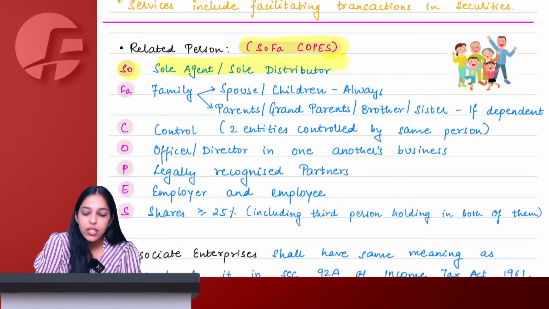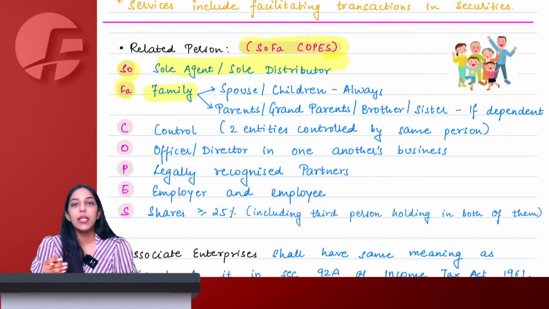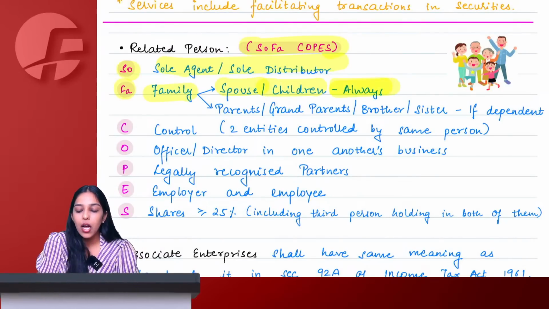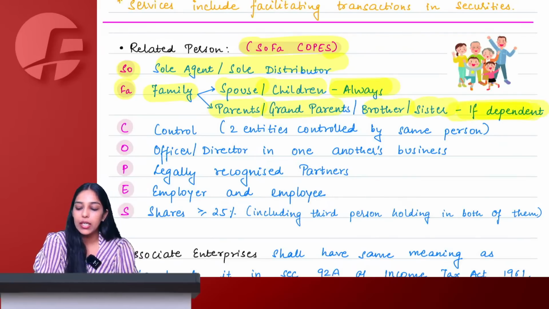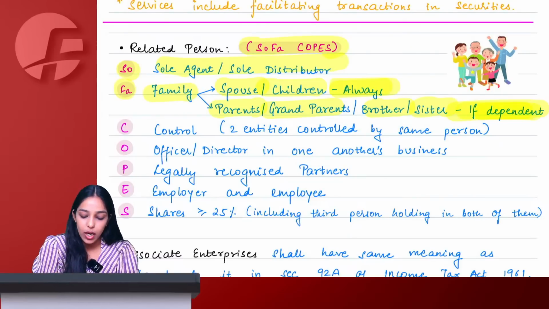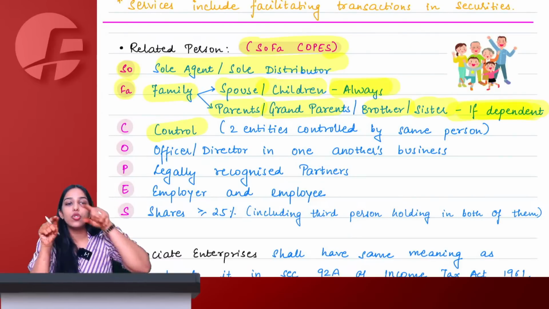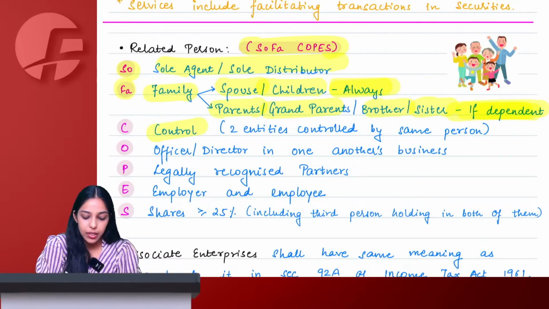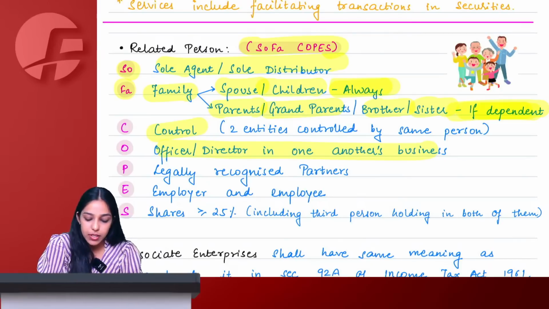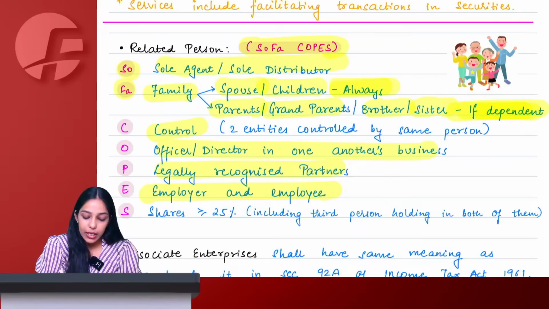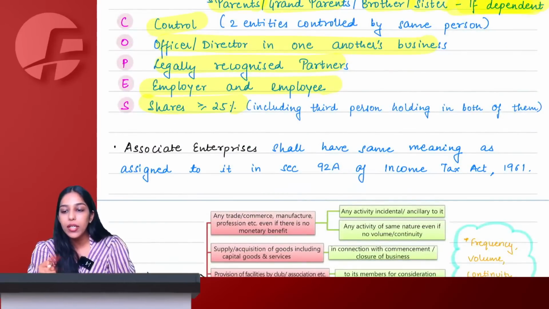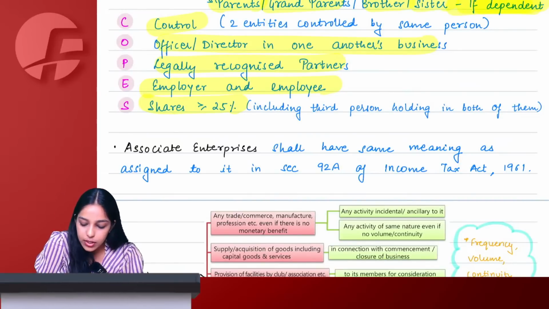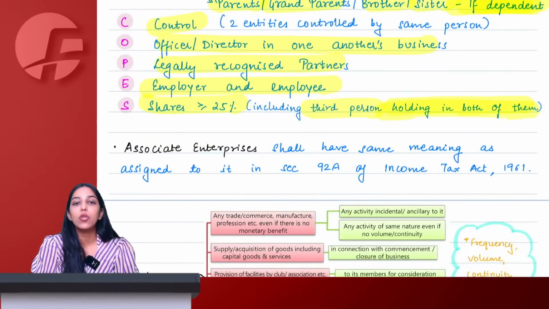Copes. So means sole agent, sole distributor. Fa means a family, where we say spouse and children are always relatives, whereas parents, grandparents, brother and sister will be relatives only if they are dependent on us. Control also includes two entities controlled by a common person. Officer, director in one another's business, legally recognized partners, employer, employee, and shares greater than or equal to 25%, which also includes a third person holding in both of them.